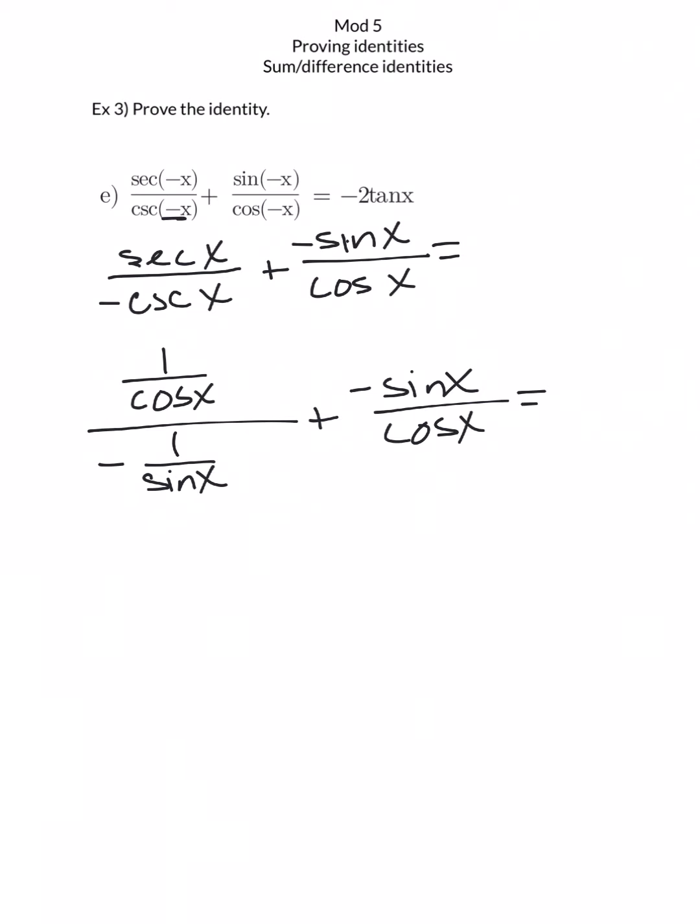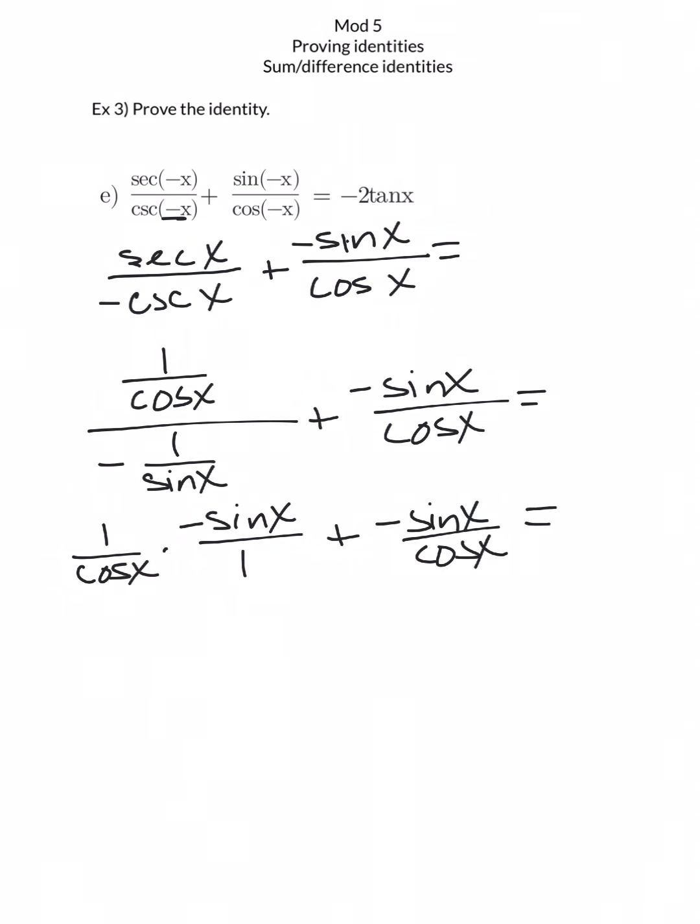When you have a fraction divided by a fraction, you flip the bottom fraction and multiply. So the left-hand fraction will become 1 over cosine of x times negative sine of x over 1. Plus, we've still got this negative sine x over cosine x, and I'm just not going to do anything with it until I'm finished with the first fraction. Now, on that first fraction, multiply. And when you multiply fractions, you multiply straight across.